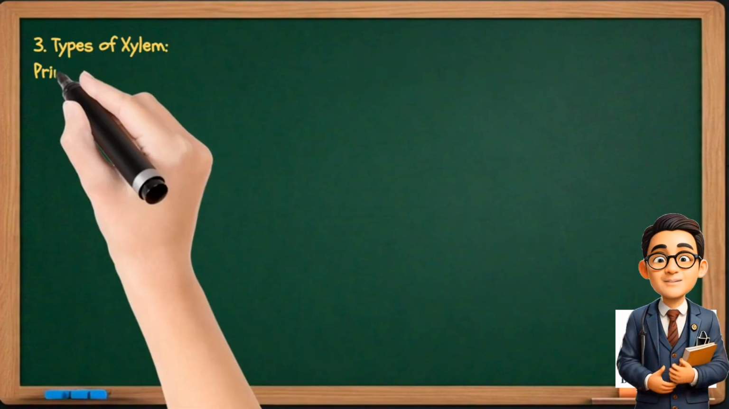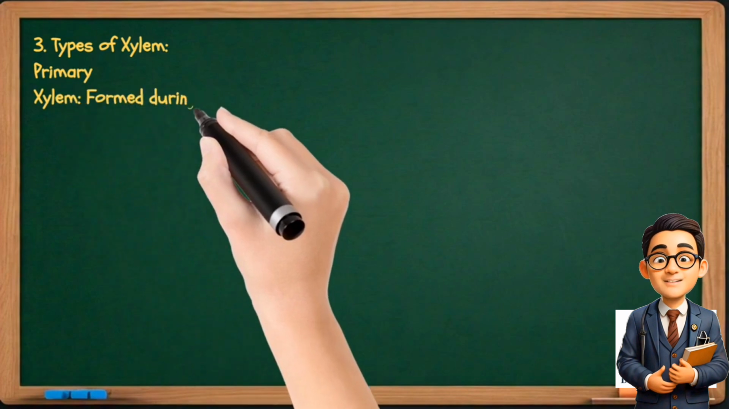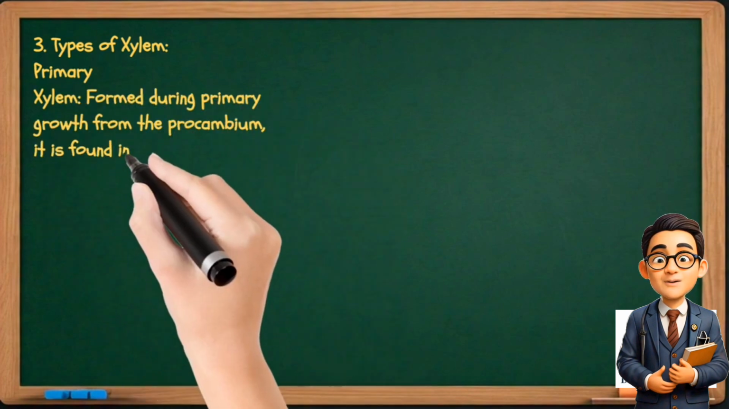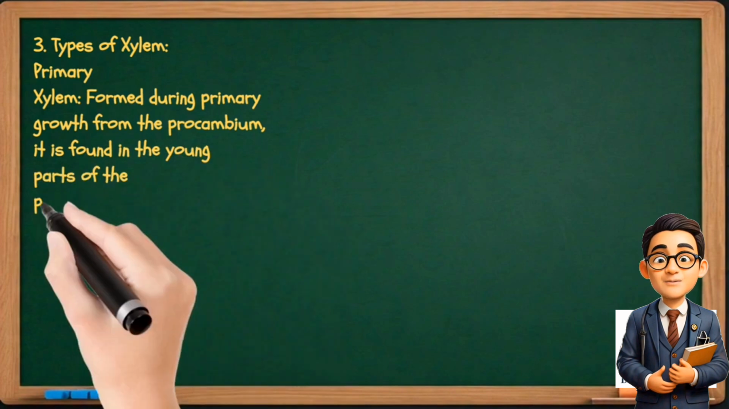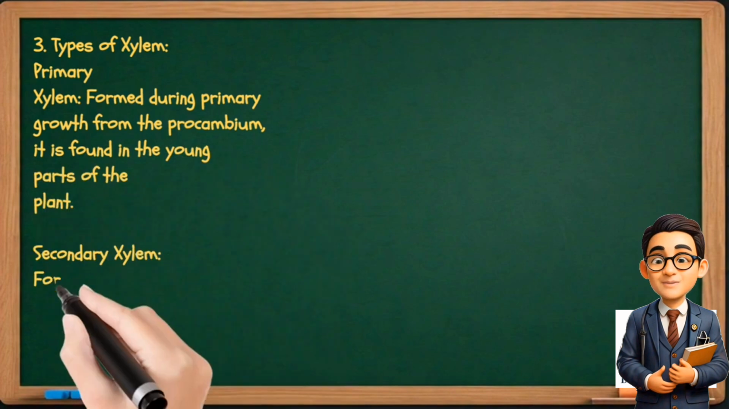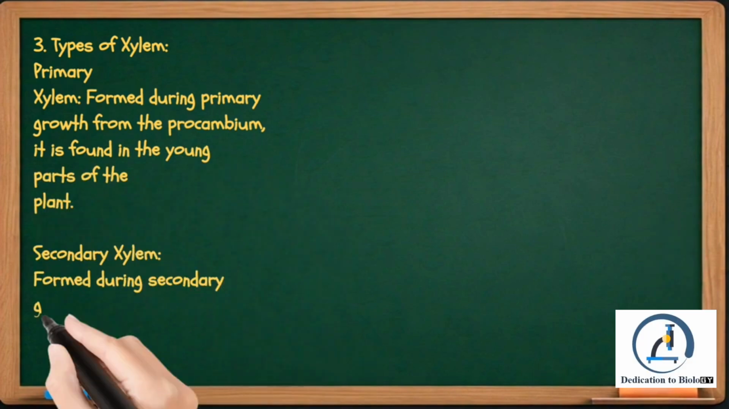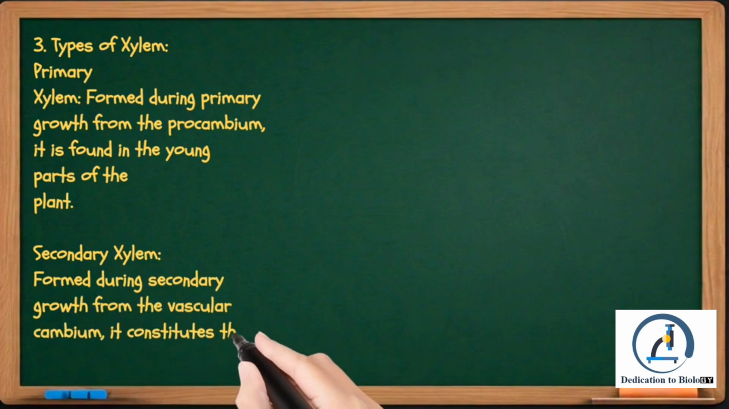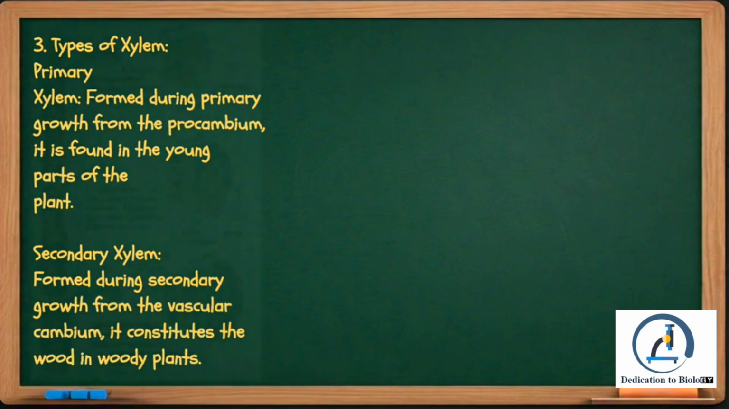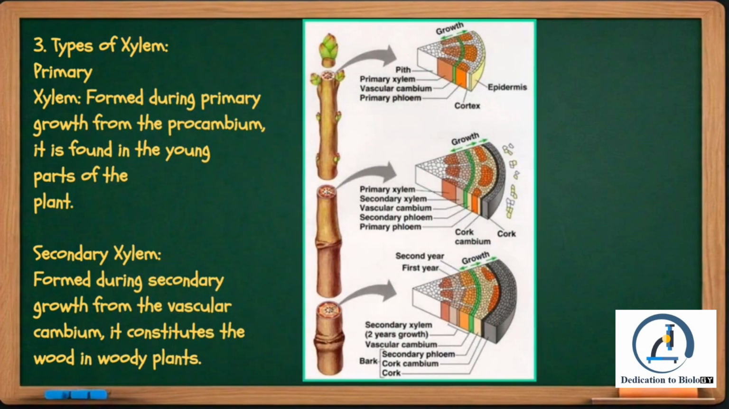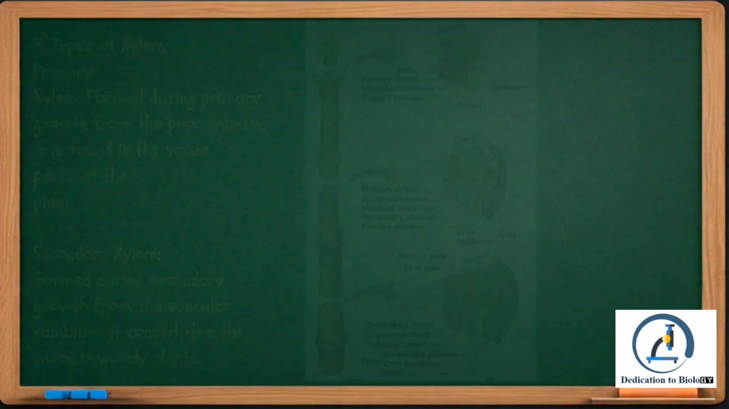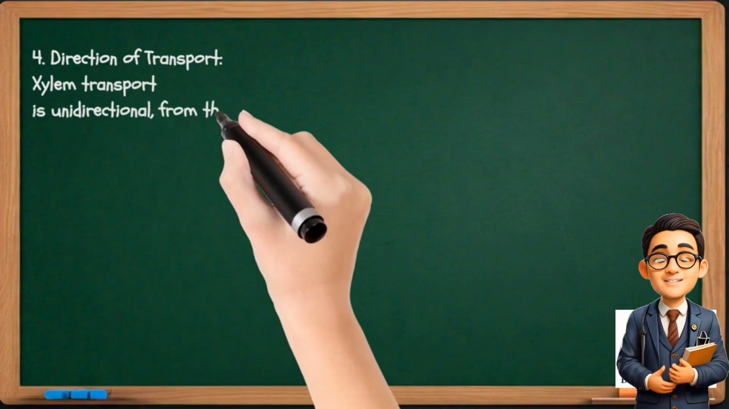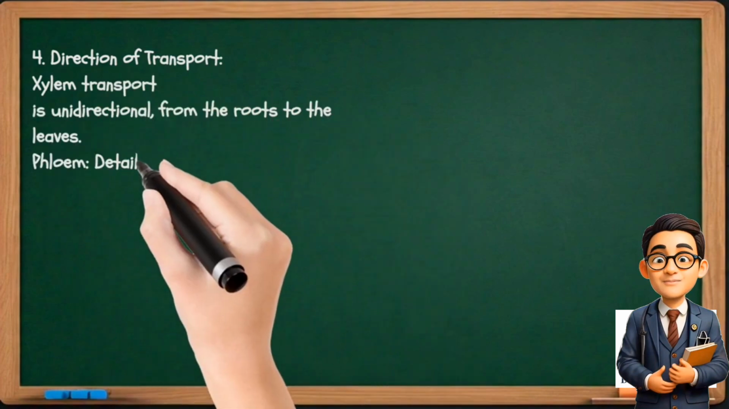3. Types of xylem. Primary xylem, formed during primary growth from the procambium. It is found in the young parts of the plant. Secondary xylem, formed during secondary growth from the vascular cambium. It constitutes the wood in woody plants. Four. Direction of transport. Xylem transport is unidirectional, from the roots to the leaves.